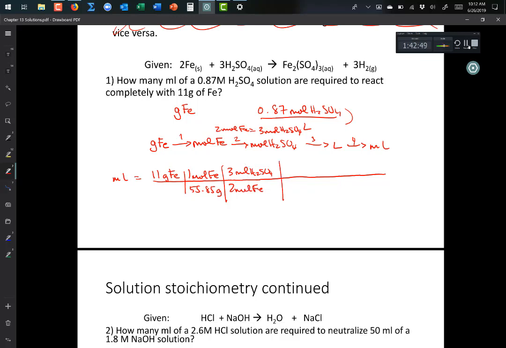And just to keep track of where we're at, the grams of iron are gone, the moles of iron are gone, and we have moles of H2SO4. I need moles to cancel, right? So the 0.87 goes to the bottom, for every liter. And my last conversion, I know there's 4, the last one, 1,000 milliliters for a liter.